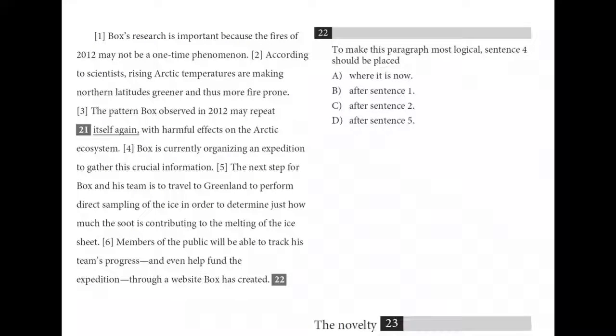22. To make this paragraph most logical, sentence 4 should be placed D, after sentence 5. Because sentence 5 describes the information the box seeks to determine, just how much the soot is contributing to the melting of the ice sheet, unless sentence 4 comes after sentence 5, readers will not know what the phrase, "this crucial information," in sentence 4 refers to. So in other words, this crucial information is referring to what is stated in sentence 5. If it's in the wrong order, there's nothing to refer back to.